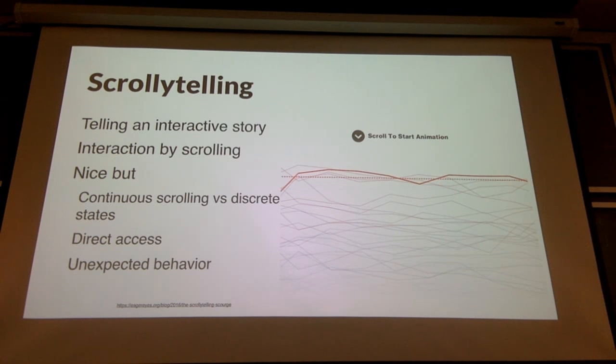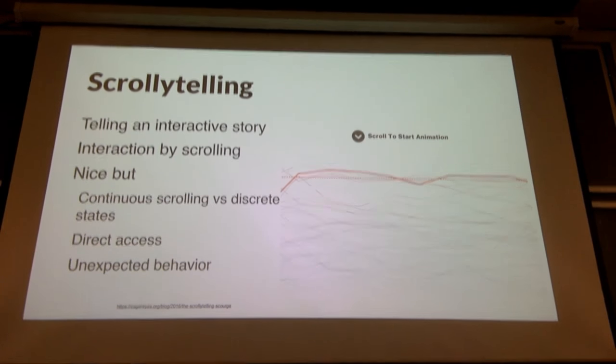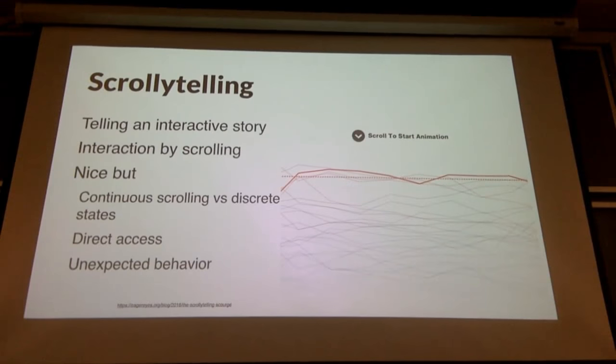Another way of interacting is storytelling. You've probably seen this before. Storytelling is about telling an interactive story, and the only interaction here is scrolling. And that kind of simplifies things, especially on a mobile phone or a tablet where you don't usually have precise interaction.